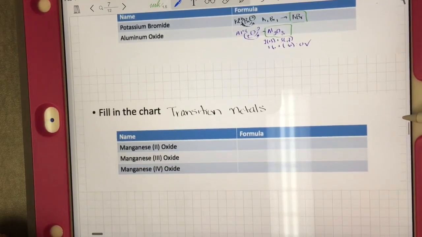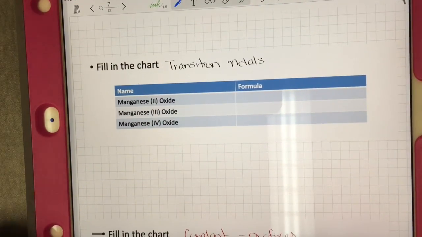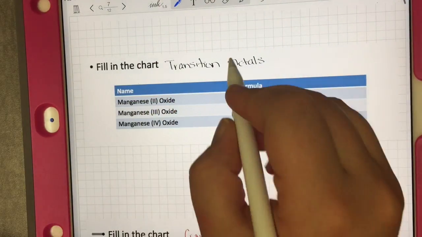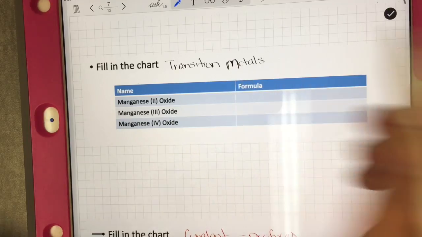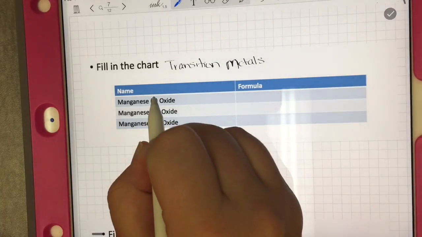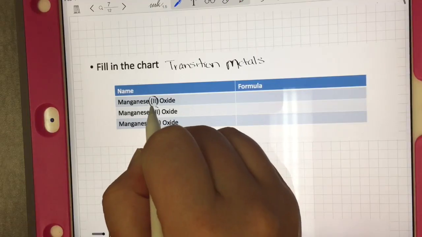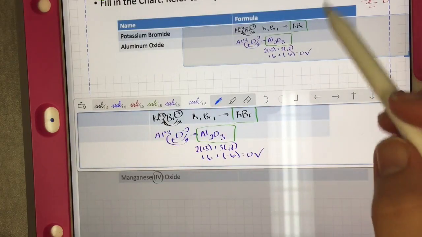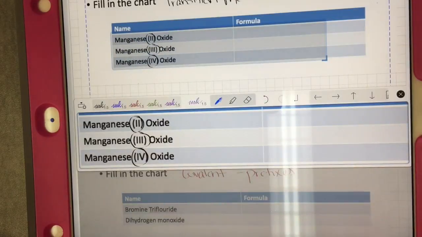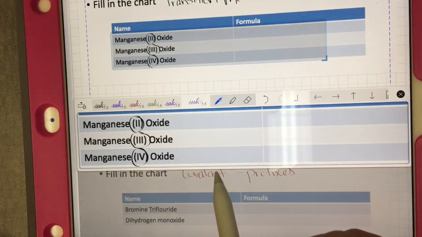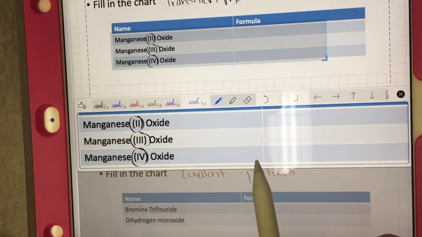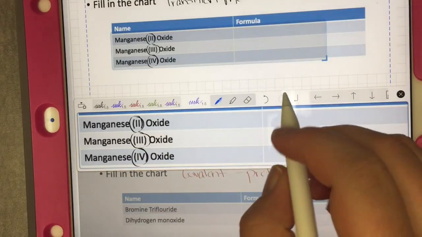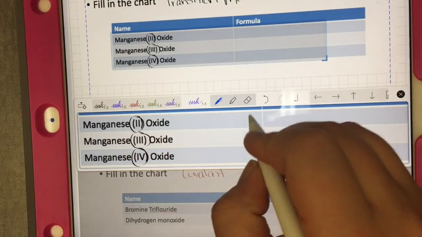So we're going to move on to the transition metals. With transition metals, we have to pay attention to the Roman numerals because our metals can have more than one charge. These charges are denoted by Roman numerals. I'm going to start with the first one. Manganese 2 oxide. Manganese is number 25 on our periodic table, and it's one of our transition metals. And here manganese is +2.